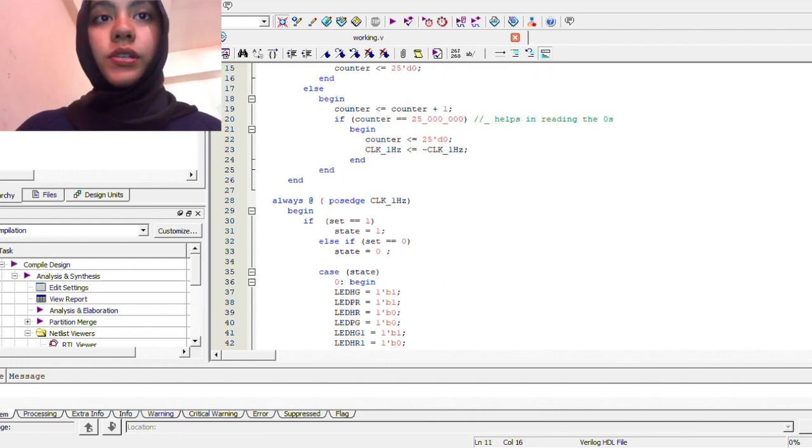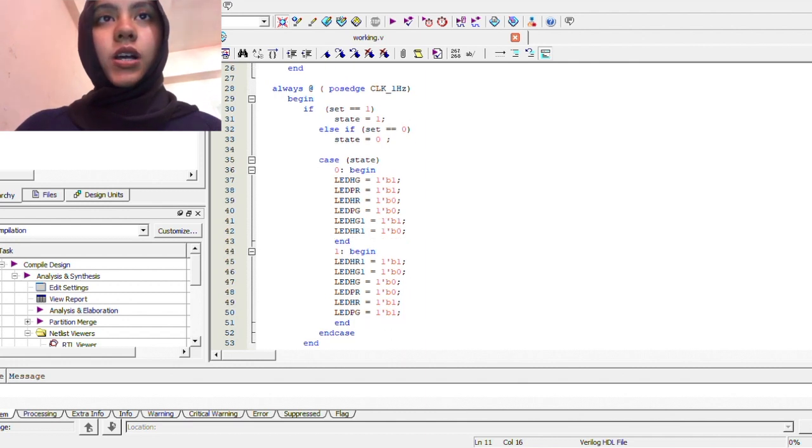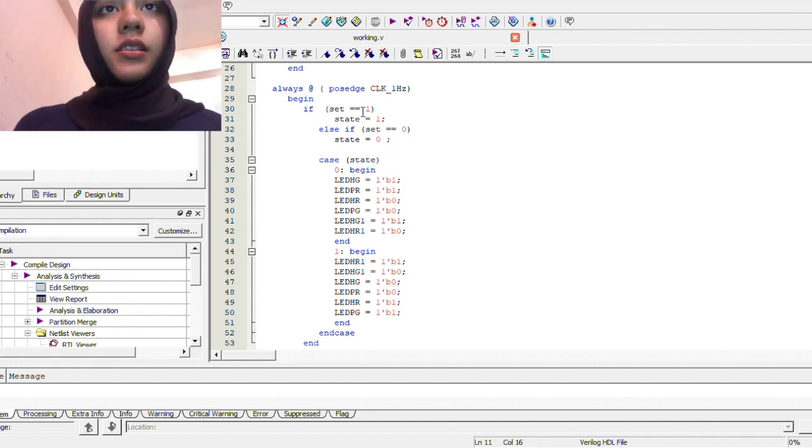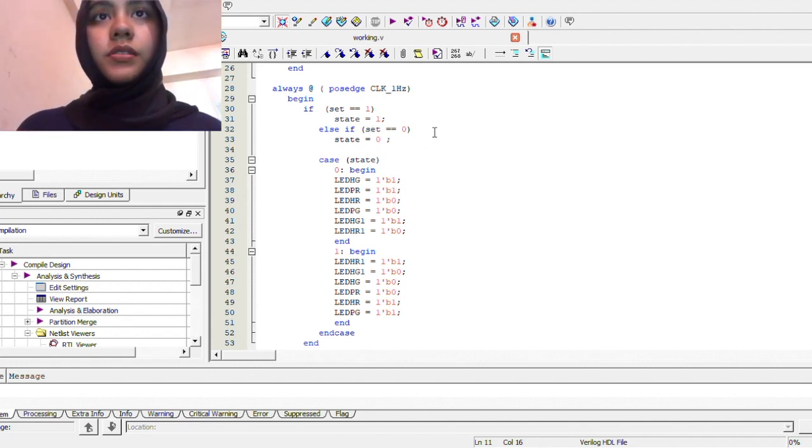The second always block is the one that controls the main part of the traffic lights. Set is the button, so whenever anyone presses the button, the set becomes high, and whenever the button is off, it becomes 0. And we have declared 2 states, which are state 0 and state 1.